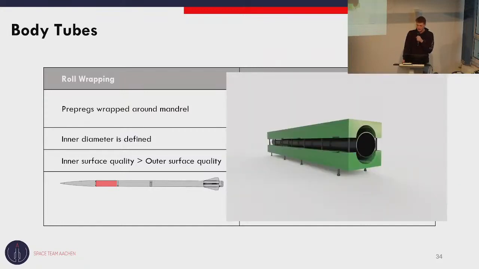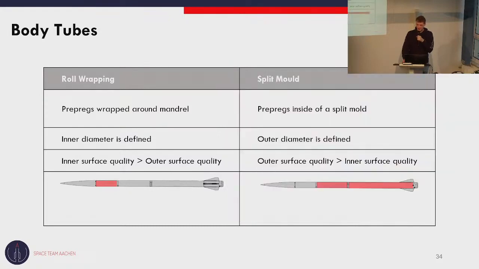This is what that looks like. In that case, the outer diameter is defined, and you have very high outer surface quality. I think Fisnik is passing the body tubes around, so you can have a look for yourself. Basically, the best one is the split molding one.